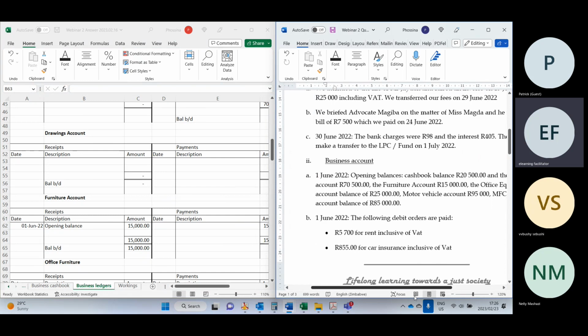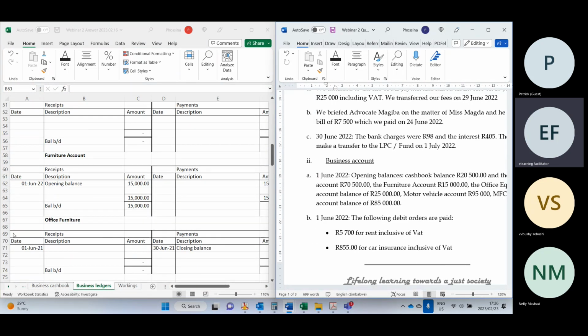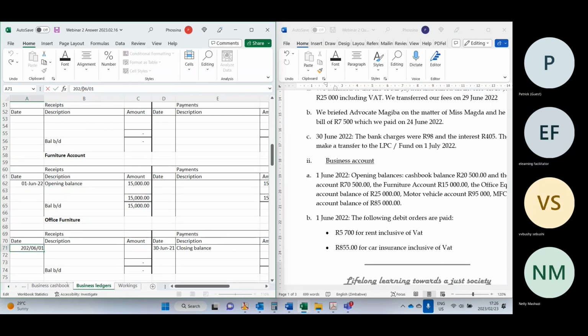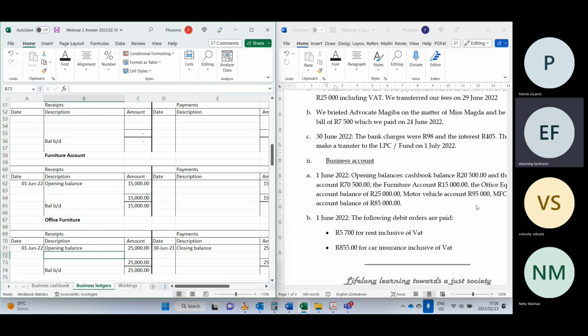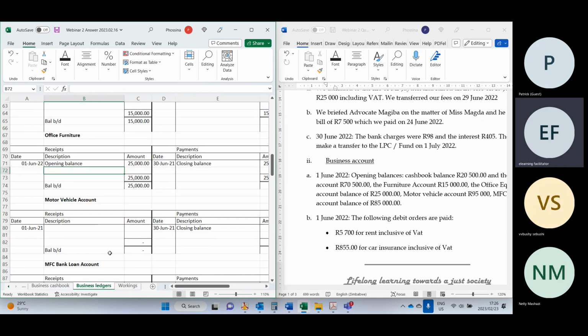And the office equipment account, which is this one, had an opening balance of 25,000, like that. The motor vehicle account had an opening balance of 95,000. So motor vehicle had an opening balance of 95,000, like that.